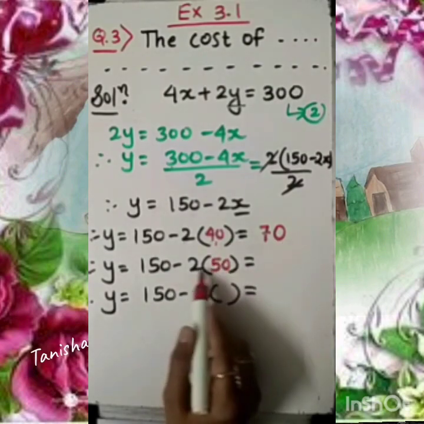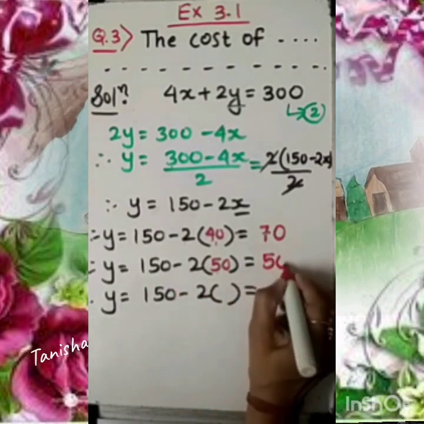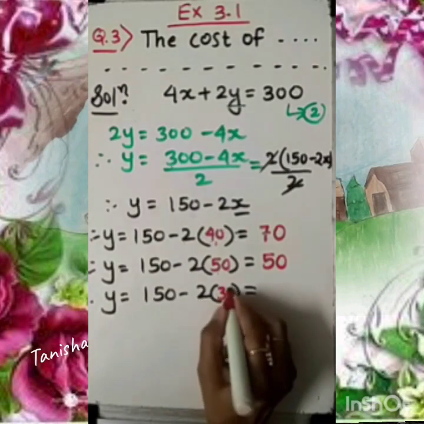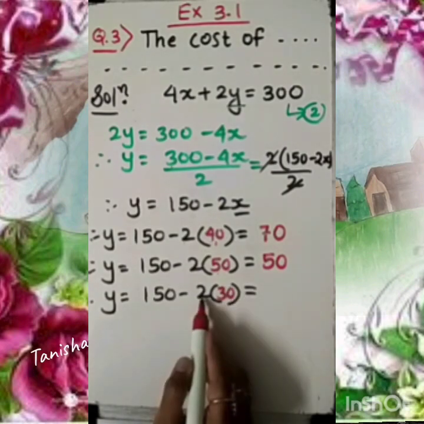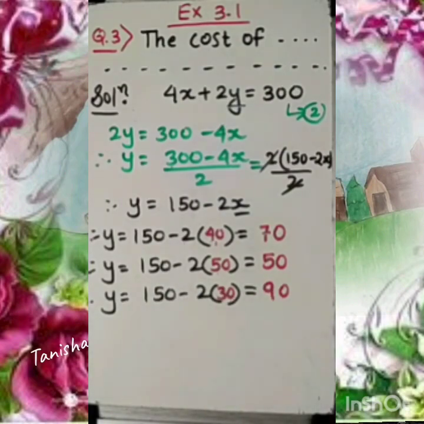Now suppose I am choosing here 50. Of course 50 to the 100. 150 minus 100 gives the result 50. Now I am choosing here suppose 30. Then 30 to the 60. 150 minus 60 gives the result 90. So subtract it carefully.